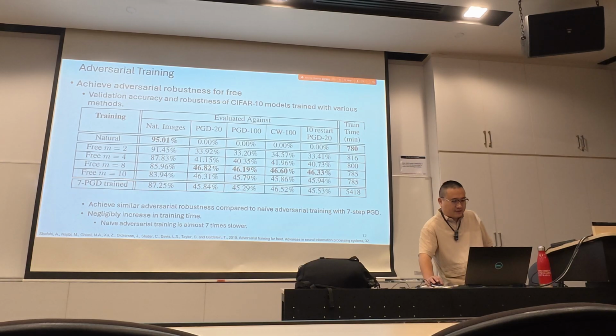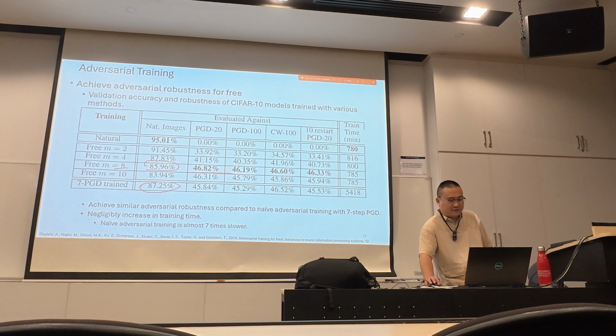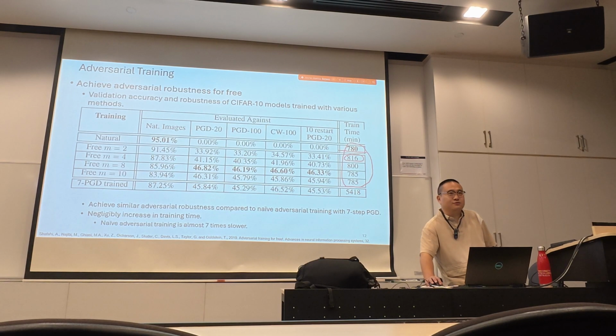And then let's look at the adversarial training for free. If we set M equal to 8, we can achieve comparable accuracy on clean input compared with standard adversarial training. And we can even achieve slightly better robustness against different attacks. And the key is that using adversarial training for free, we barely increase the training time. Standard training is like 780 minutes, but for adversarial training for free, at most 800 minutes. So we barely increase the training time.